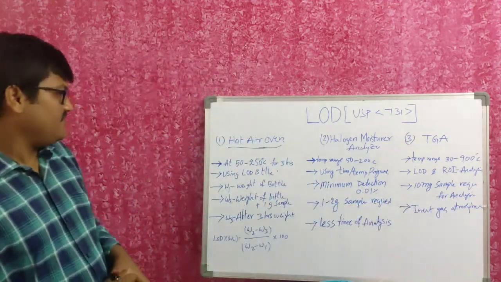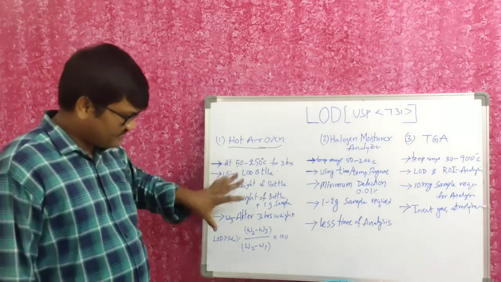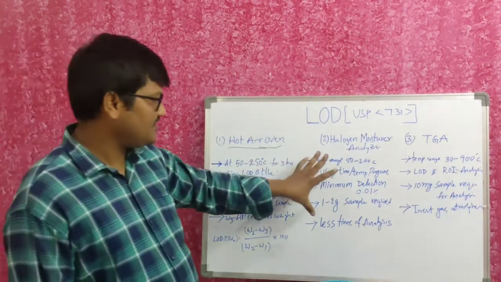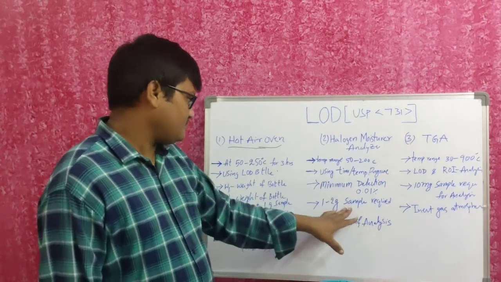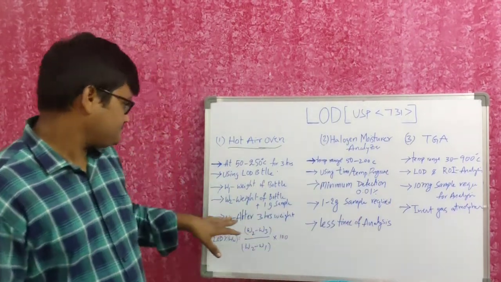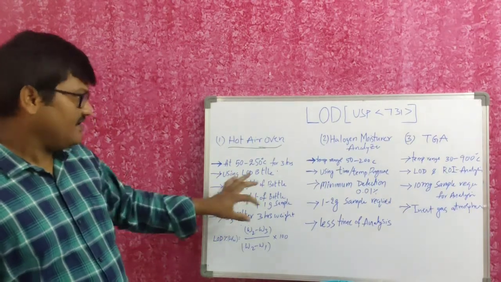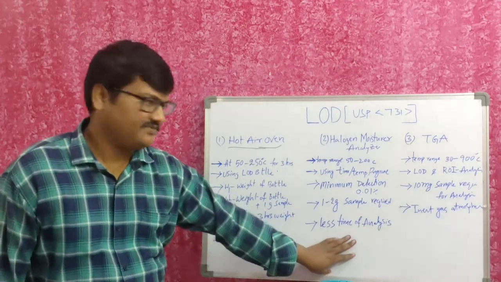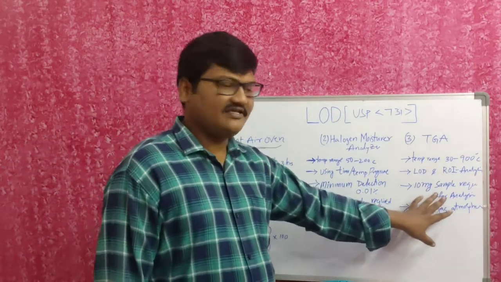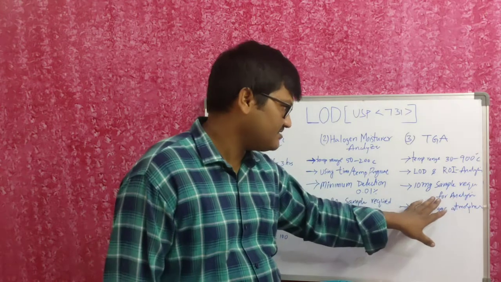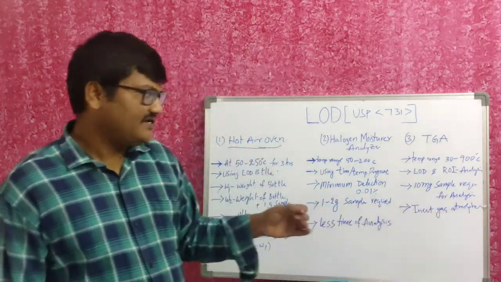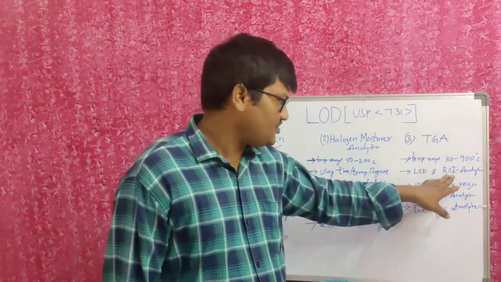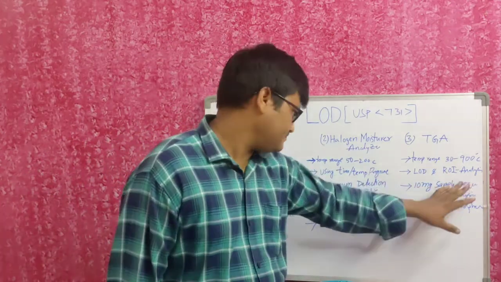Comparatively, the time taken is very high in the hot air oven technique, and the halogen moisture analyzer requires more sample than TGA, though its time consumption is only 30 minutes. With TGA, a much smaller quantity of sample is required, and in a single analysis we can determine LOD and residue on ignition at a time.